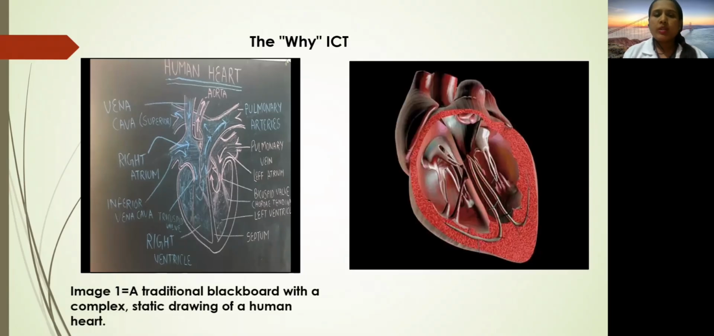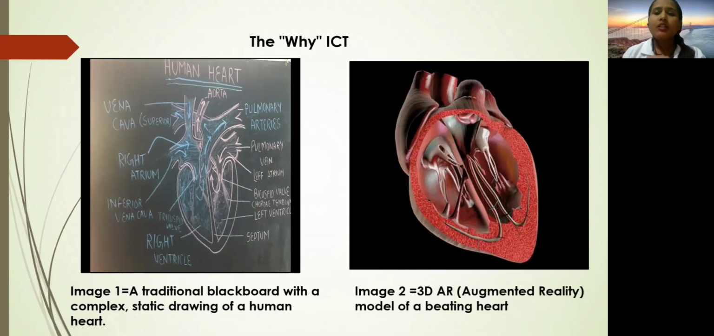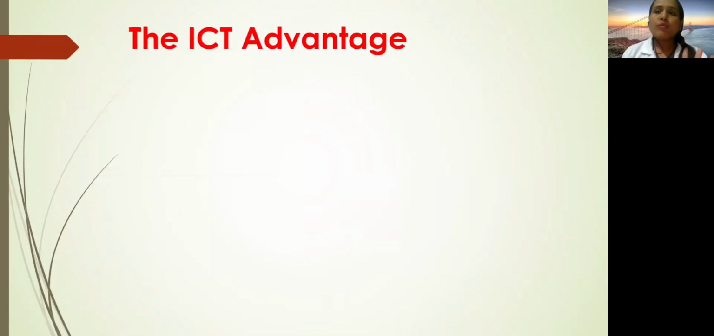The first image is a traditional blackboard with a complex drawing of the human heart, while the second image is a 3D augmented reality model of the beating heart. The first image shows only the external structure of the heart, compared to the second image, which shows the internal parts of the heart, including arteries, veins, and walls also. So here the answer to the advantages of ICT might be clear.